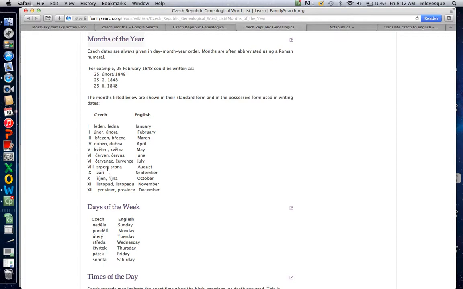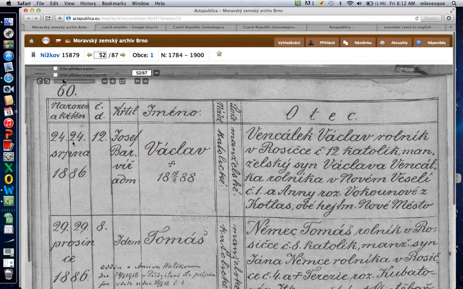The first one we're going to see is srpen, which is August. Now, if we say the 2nd of January, we would say druhého ledna. The A means of. So we're going to see srpna for of August down here. Back to our record. So we see the 24th of August, 1886.